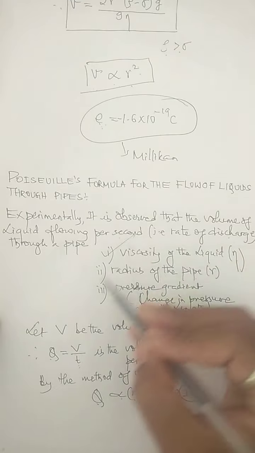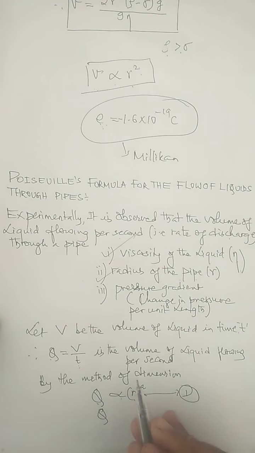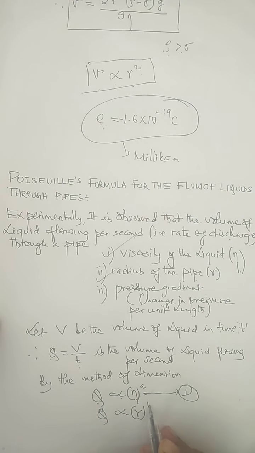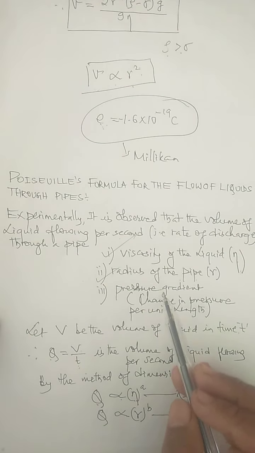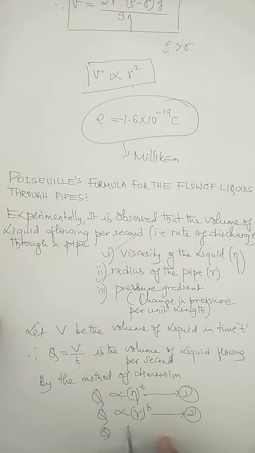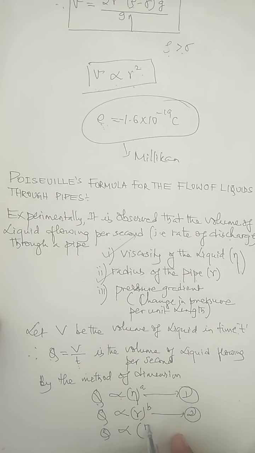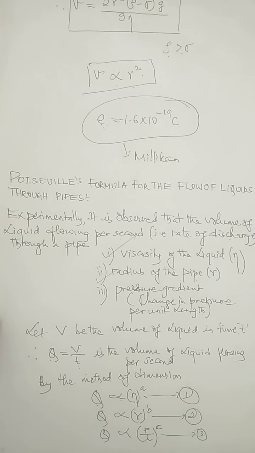But as per the observation, Q is also dependent on the radius of the pipe. So I write down experimentally, by the method of dimension, Q is also proportional to R, but with the power B, where B is the dimension of R in Q. Similarly, Q means V by T, which is also directly proportional to pressure gradient. Now pressure gradient means pressure per unit length. So Q is proportional to, pressure is P and length is L, then it is P by L, to the power C. So I give this as equation number 3.